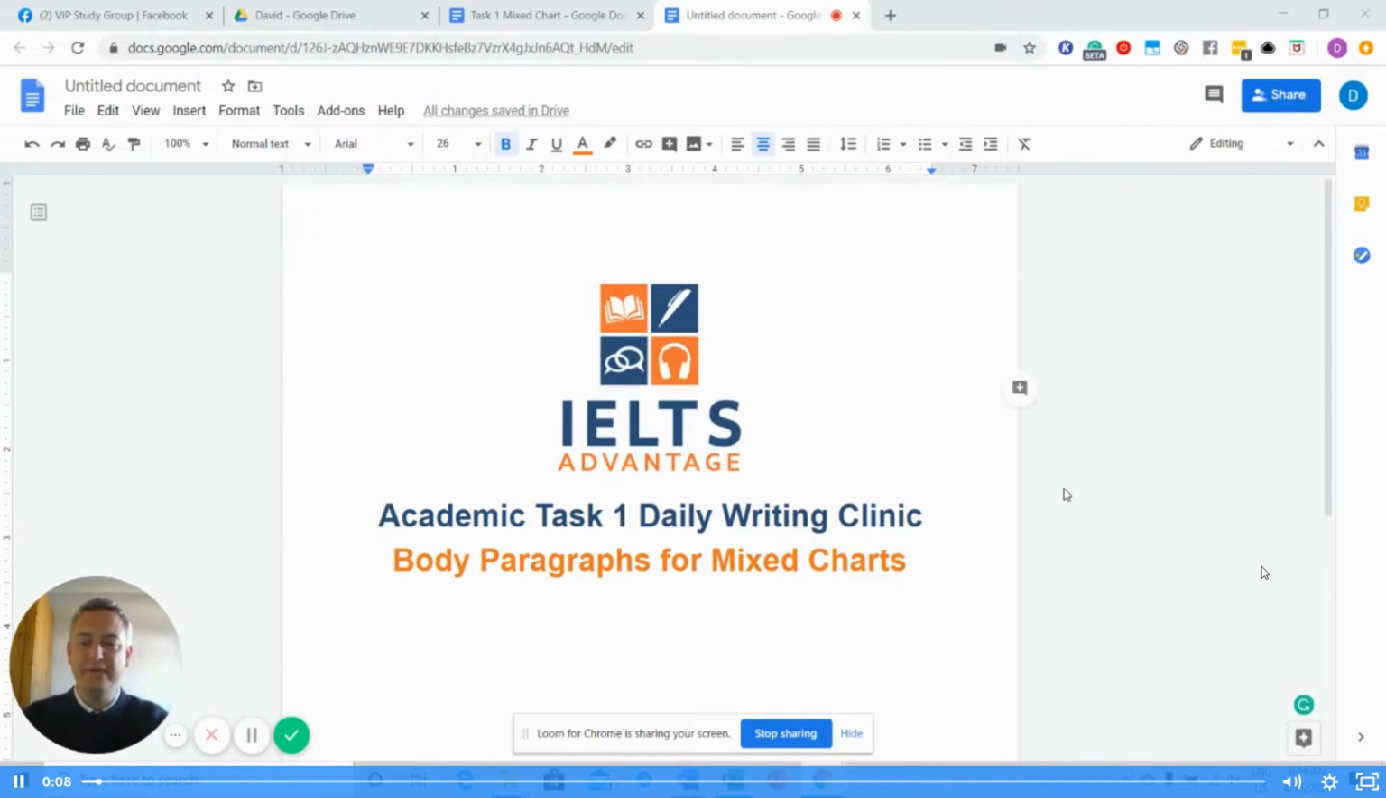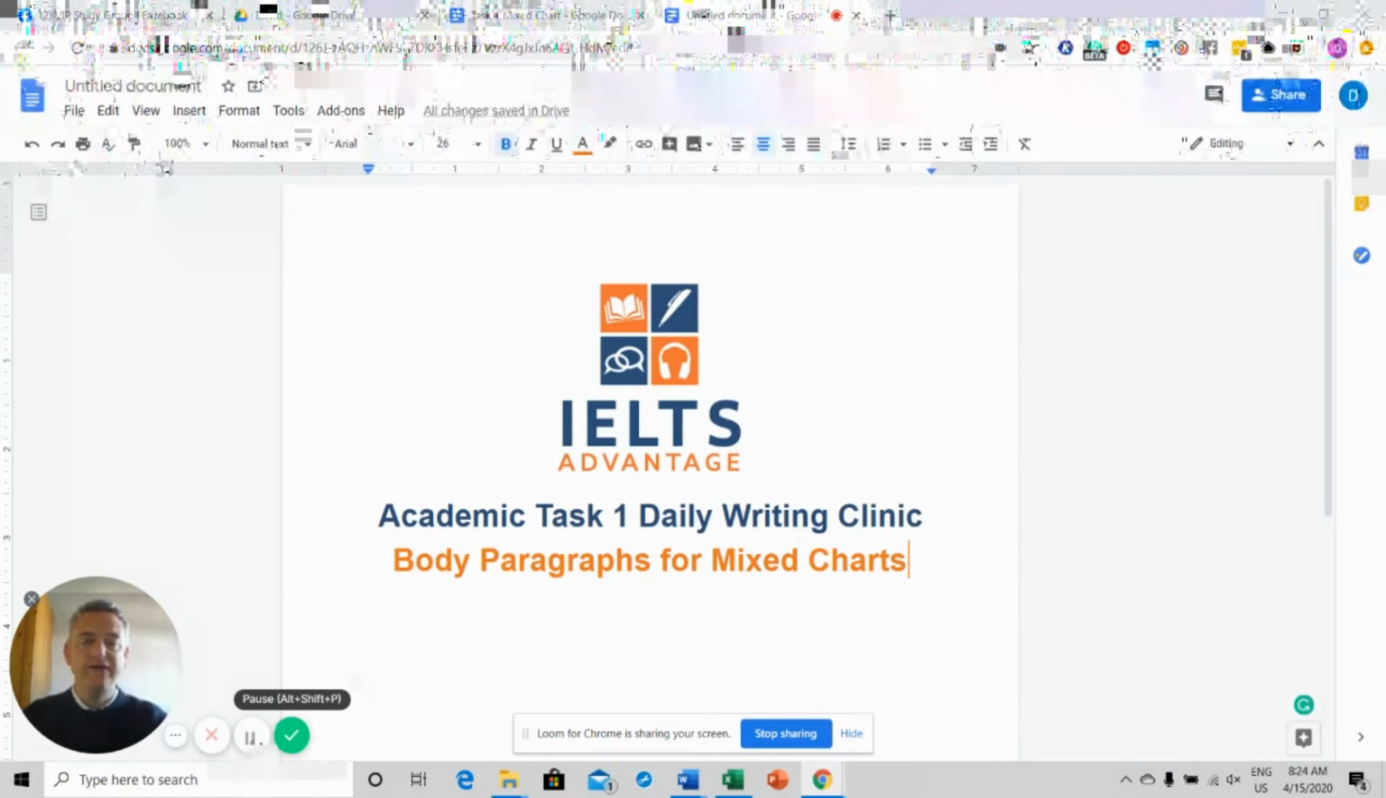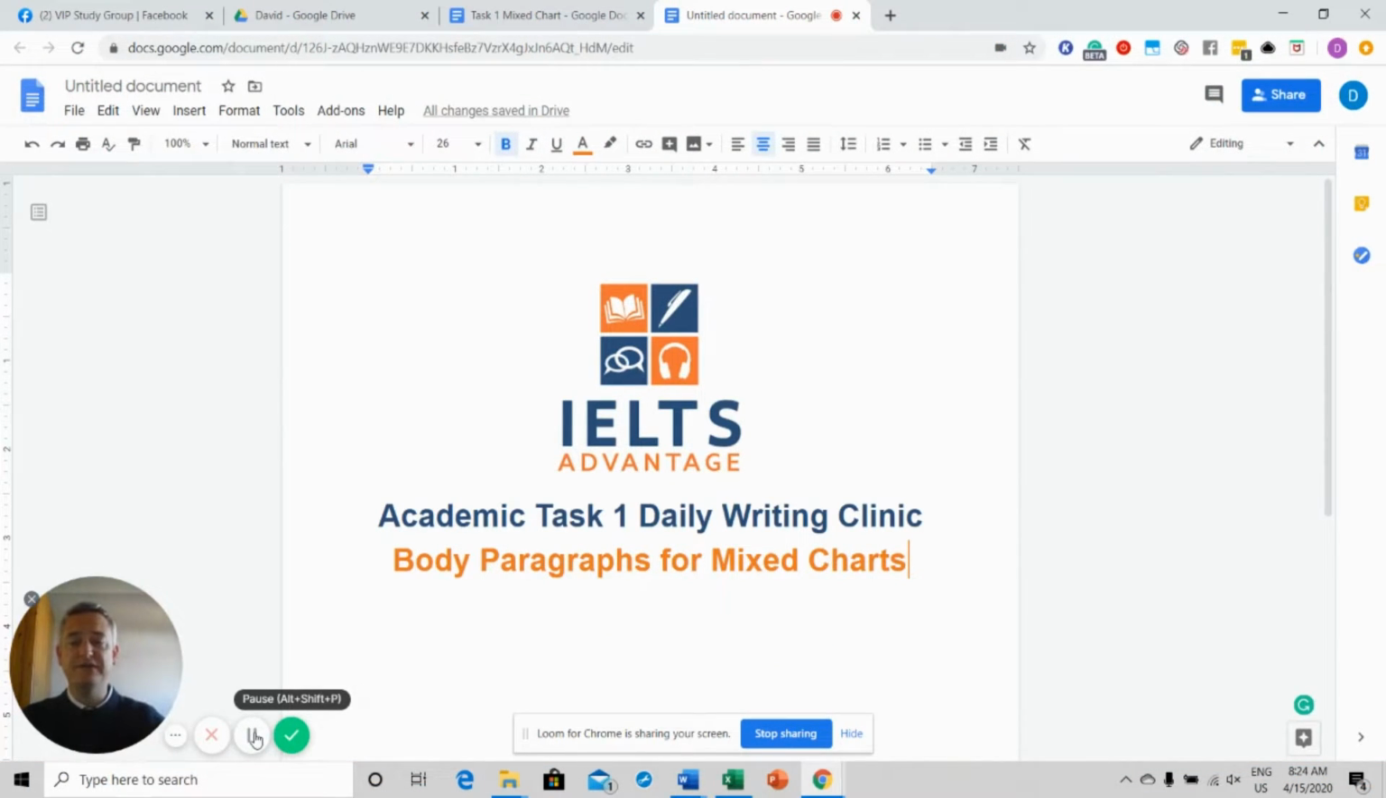Now, this week we'll be looking at body paragraphs for mixed charts. So recently we've been taking our time going through different types of Task 1. Last week we looked at body paragraphs for line charts. So this week we're moving on and looking at mixed charts. Mixed charts is when they have two different types of chart in the Task 1. So this may be a pie chart and a table. It could be a bar chart and a pie chart. It's when they mix the different types of charts.